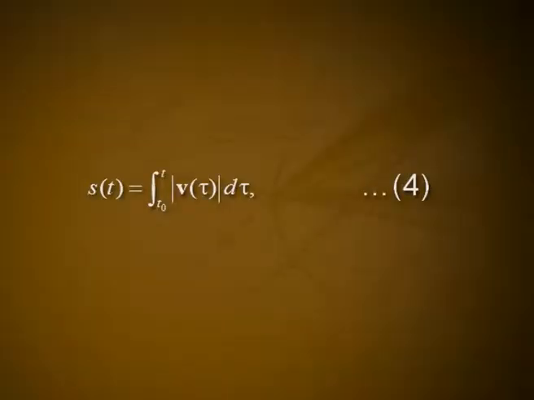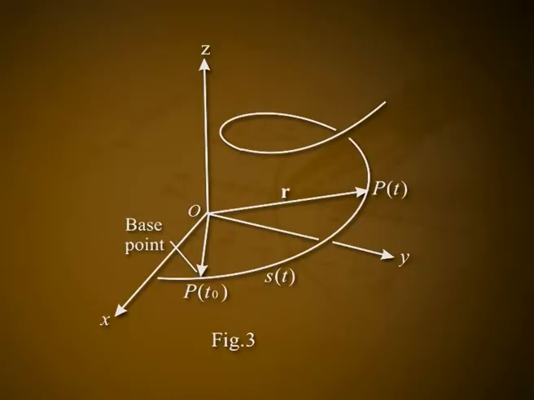If we choose a base point P(t0) on a smooth curve C parameterized by t, each value of t determines a point P(t) = (x(t), y(t), z(t)) on C and a directed distance s(t) = integral from t0 to t of |v(τ)| dτ. Equation 4. Measured along C from the base point. Figure 3. If t is greater than t0, s(t) is the distance from P(t0) to P(t). If t is less than t0, s(t) is the negative of the distance.